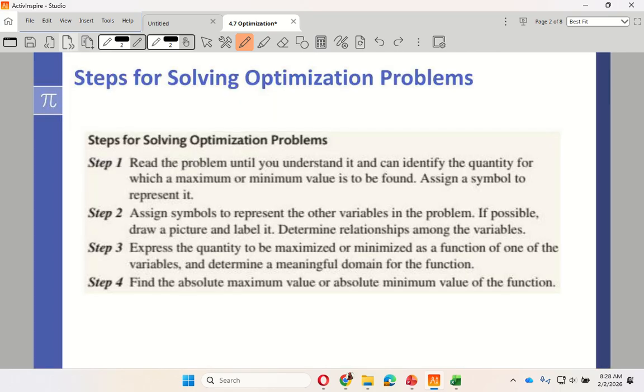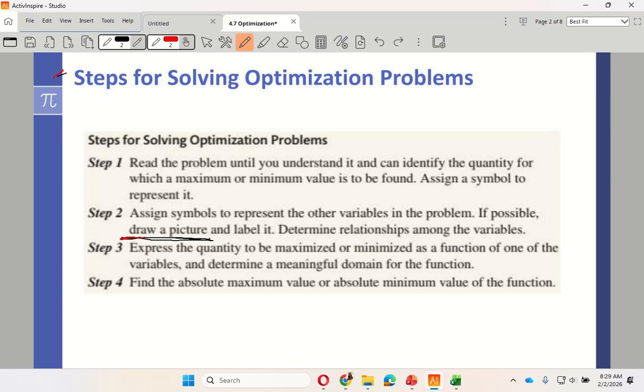Every one of these has a step-by-step procedure. As you read one of these problems, read until you understand and can identify the quantity for which the maximum or minimum value is being found. Assign a symbol to represent that, and assign symbols to represent the other variables in the problem if possible. Draw a picture and label it. Drawing a picture is probably one of the better things you will do.